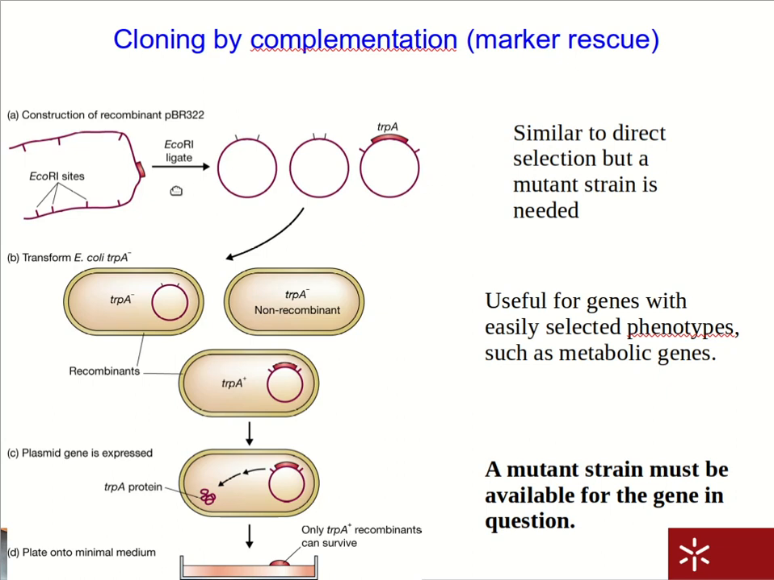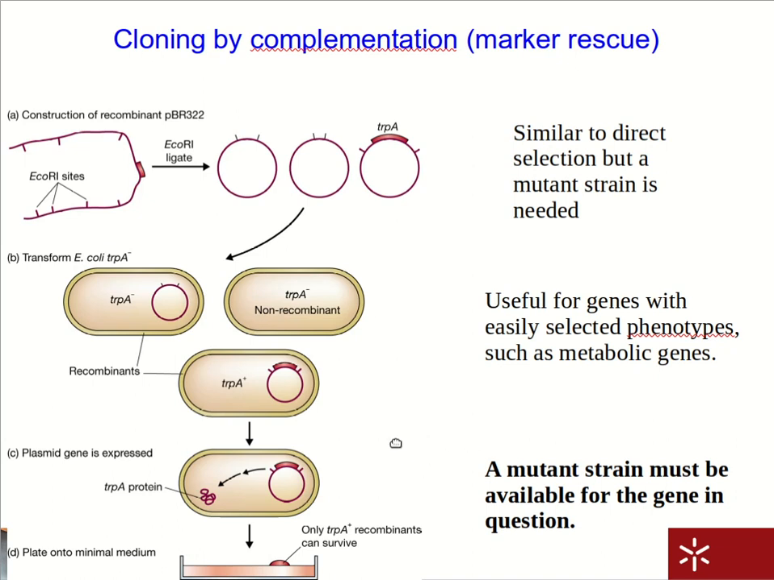The rest of the procedure is similar. We make a DNA library. Only the one plasmid containing the TRPA gene will make it possible for the library host organism to survive on a medium without tryptophan. So this is a technology very useful for metabolic genes that have a very clear phenotype. In this case, this is growth or not growth.